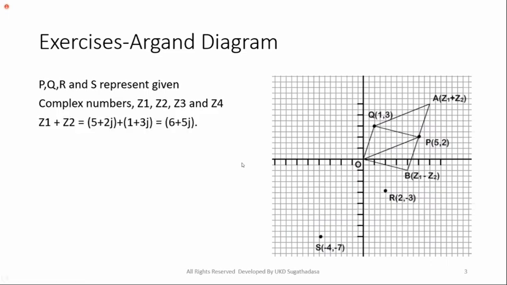See, 5 plus 2j and 1 plus 3j. That is 6 plus 5j. Now, because the grid is also given, you can easily see the position of 6 plus 5j. X is 6, Y is 5. See, the scales are also given. If you plot the point and join these points, you get the exact parallelogram.